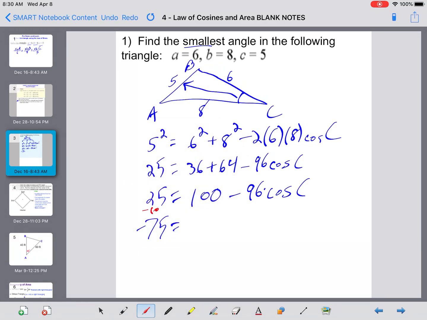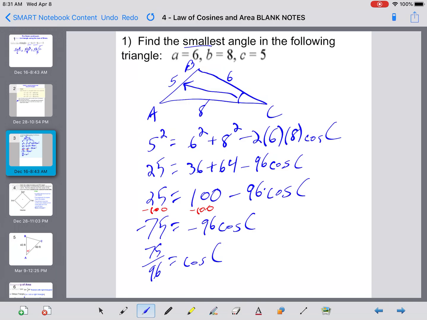So I'll show you what I'm doing there. I'm doing minus 100 to both sides. That is what is legal. Equals negative 96 cosine of C. Now, if you divide both sides by negative 96, you get 75 over 96 equals cosine of C, right?